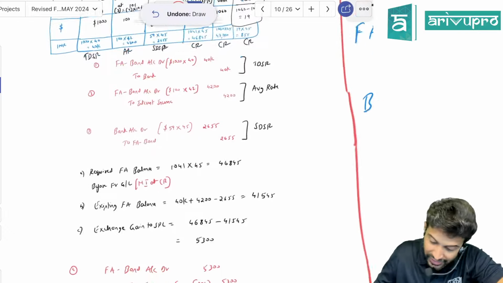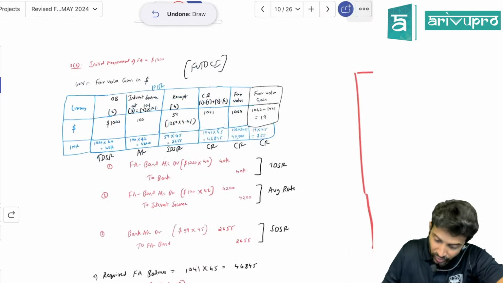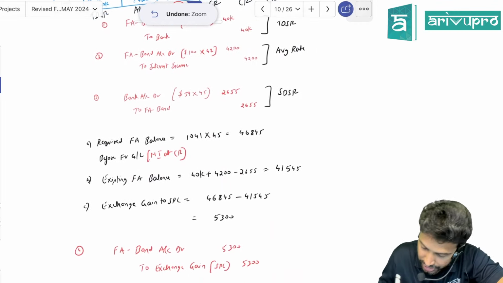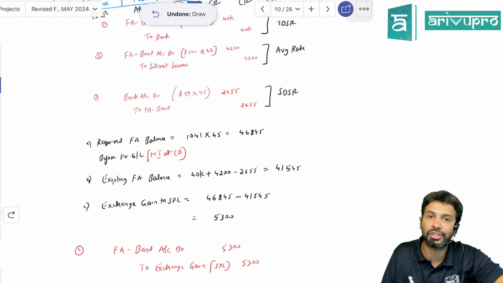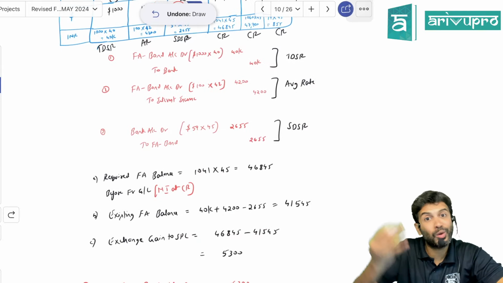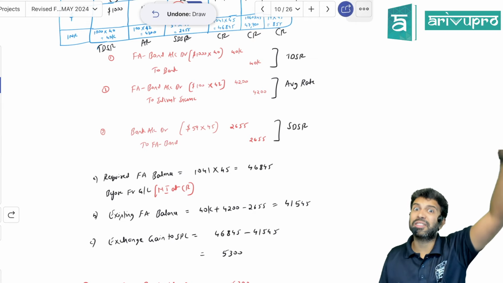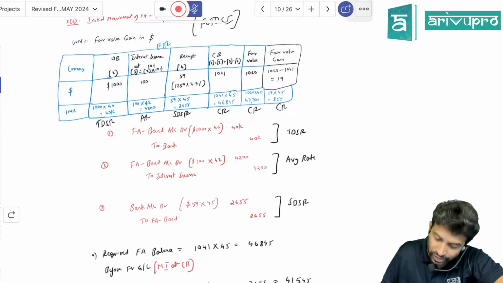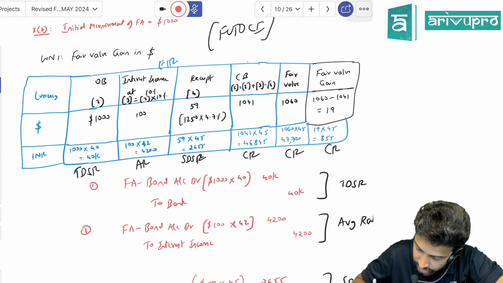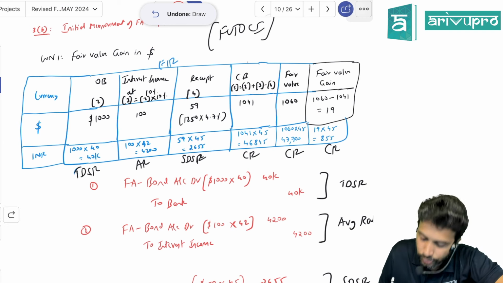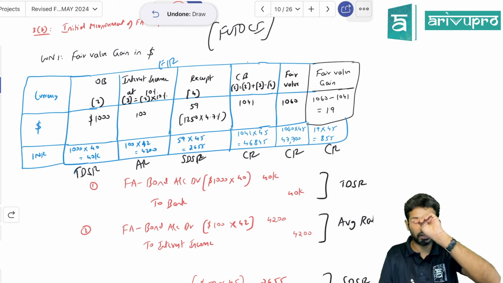I've shown that calculation also for your reference. Check: 40,000 plus 4,200 minus 2,655, you'll get 41,545. You can't take that, because the bond is a monetary item. All monetary items should be restated in the balance sheet using the closing rate. And what is the closing rate? At the end of the year, the closing rate was 45. So you have to convert it at 45 and get 46,845.